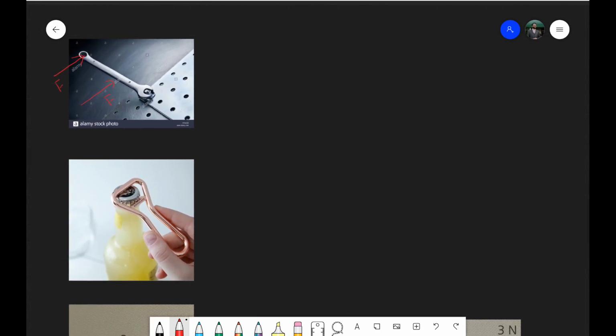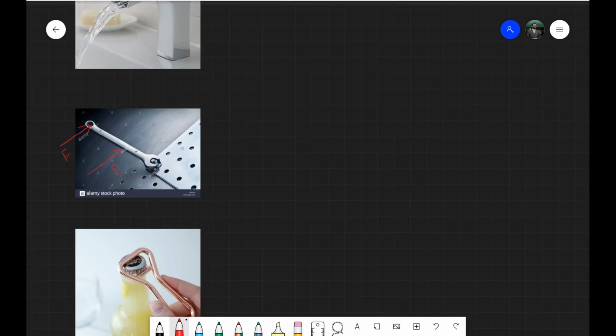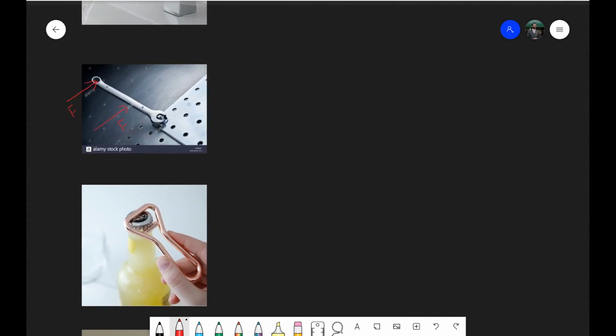So all these are examples of applying a moment, and we are noticing a trend here. We are noticing a trend that the closer the force gets to the center of rotation, which you also call pivot, the larger the force you need to apply.